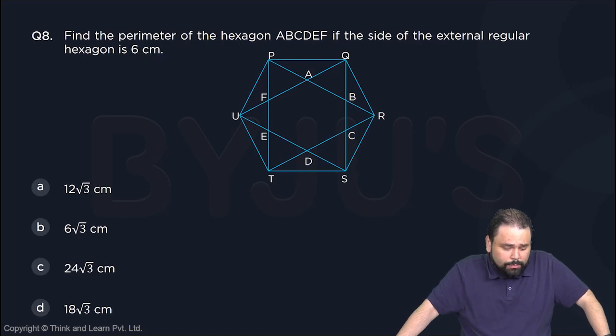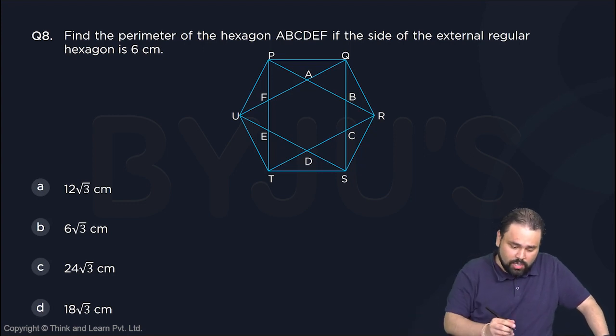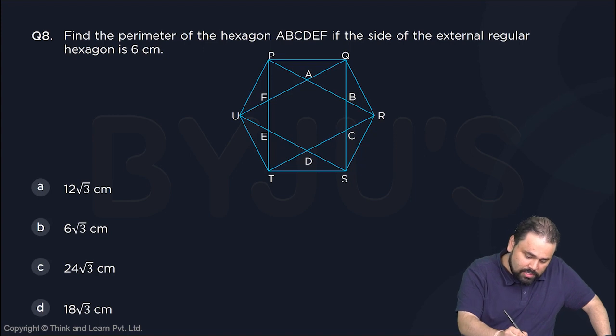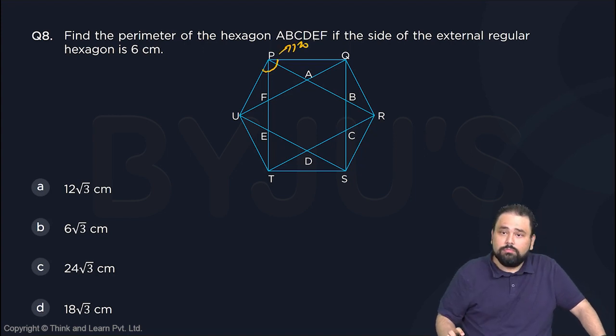Okay, find the perimeter of the hexagon ABCDEF if the side of the external regular hexagon is 6 centimeters. Now, those of you who know me know I don't like geometry, right? But still, there is a way of doing these questions. Now, we know in a hexagon, this angle is going to be 120, correct? We are aware of that, right?